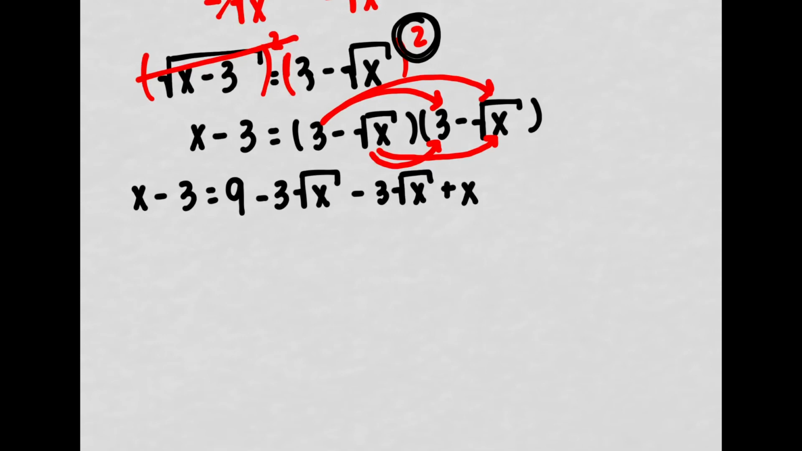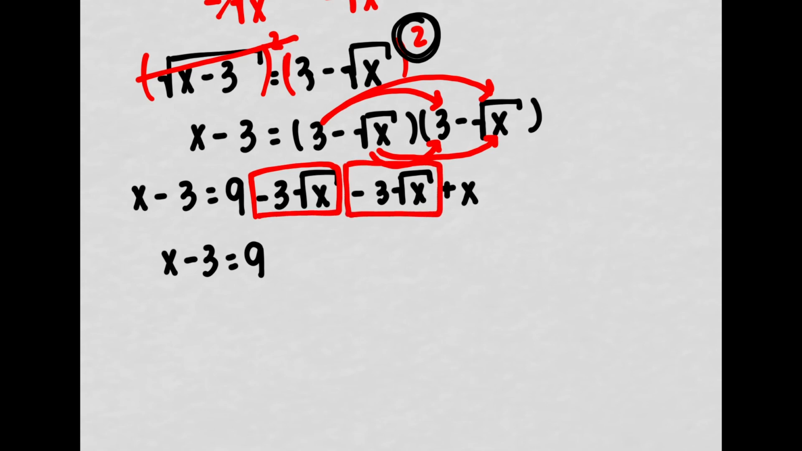Again, we're leaving that left side alone, x minus 3. I asked myself, is there anything I can combine with this 9? And there's not another number by itself, so I can't combine anything with it. So I'm just going to rewrite the 9 down here. Now I want to look at negative 3 root x, and I can combine the other negative 3 root x with it. And that's going to turn into negative 6 square root of x, and I have the plus x on the end by itself.